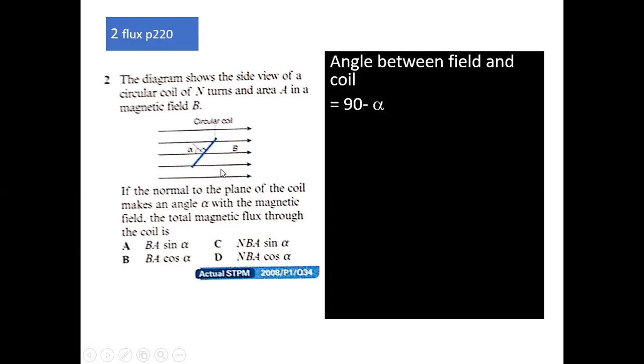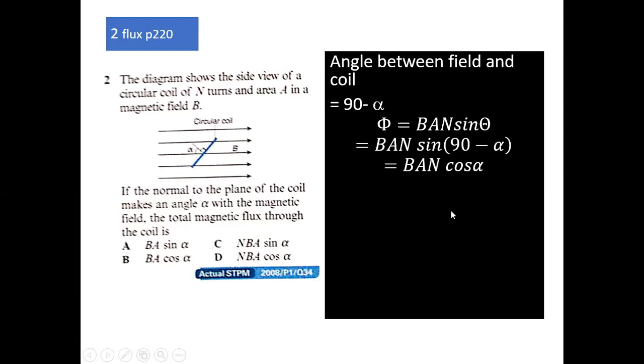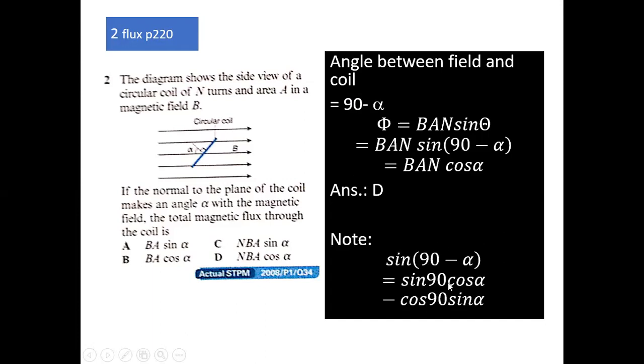Basically, the angle is between the normal and the field, but it depends on which formula you are using. If you are using this formula, then you must go and find your theta. Your theta is between the field and the area. So it's 90 minus alpha. So you get cos alpha. Remember your maths there. That's your maths.